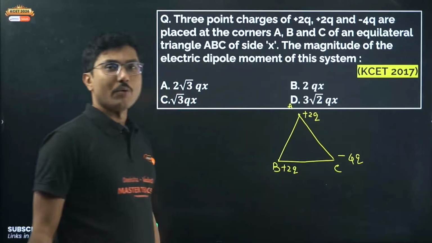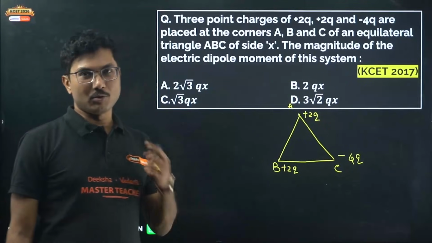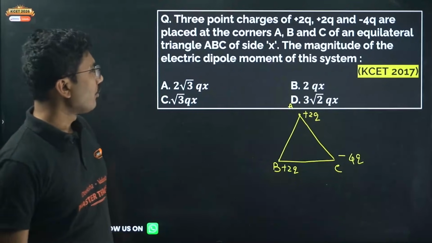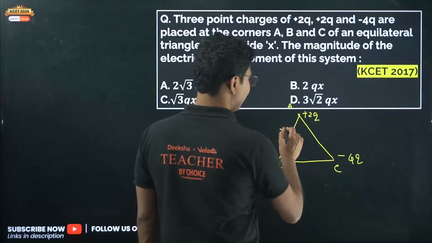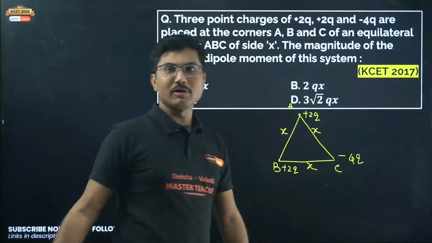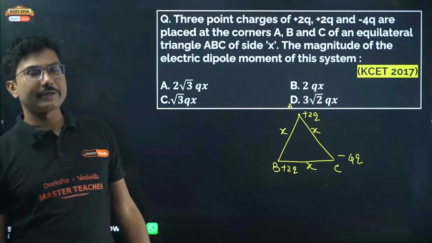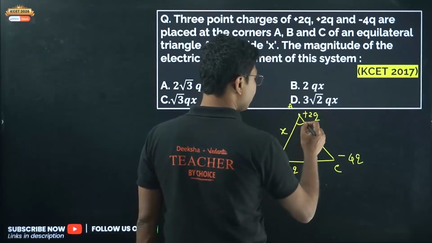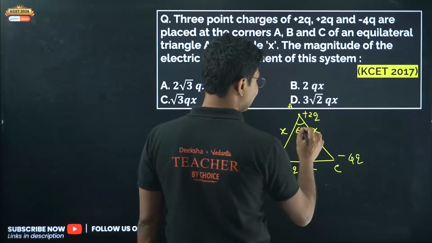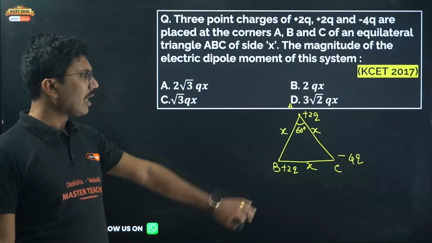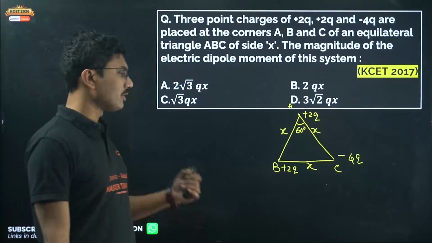They asked you what is the net dipole moment or equivalent dipole moment of this system. Okay, the distance is x. Equilateral triangle, so all the distances will be same. Equilateral means all sides are same. What else? An equilateral triangle has all the angles also same, and that angle is 60 degrees. Right? These are all properties we know. Now how to solve this question?